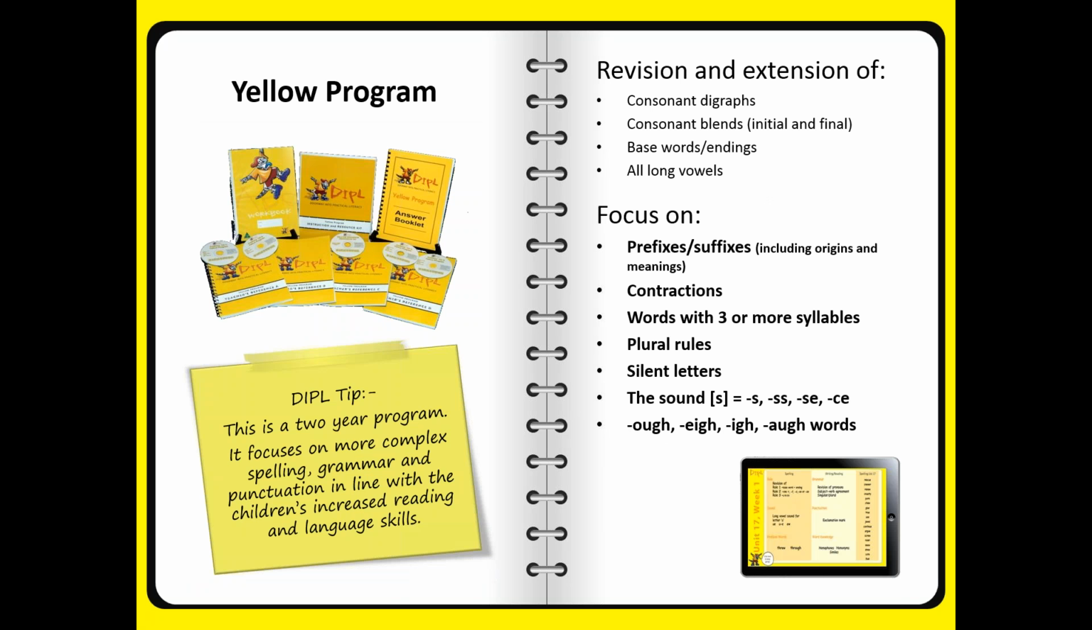Then there's our yellow program, which is our 3-4 program. This is a 2-year program. Obviously, the spelling, punctuation and grammar is much more complex in line with students' increased reading and language skills. At DIPL, our aim is to make sure that students' writing skills improve in line with their advanced reading and writing. We need to have a good focus on prefixes and suffixes. Things such as contractions, plural rules and silent letters also feature in this level of the program. There's so much more that we can't cover it all.